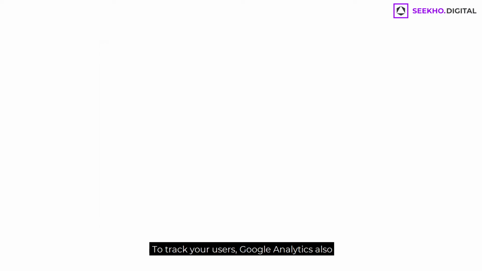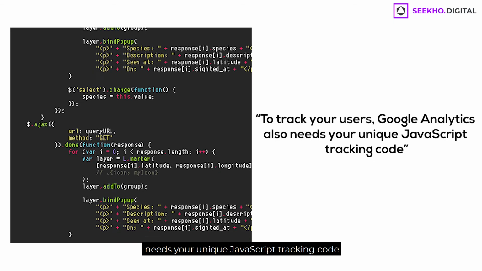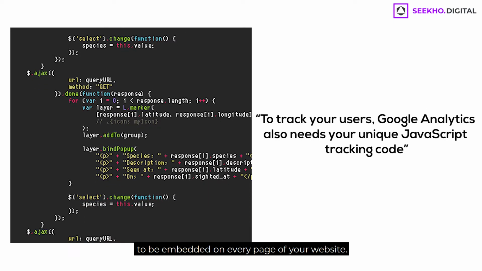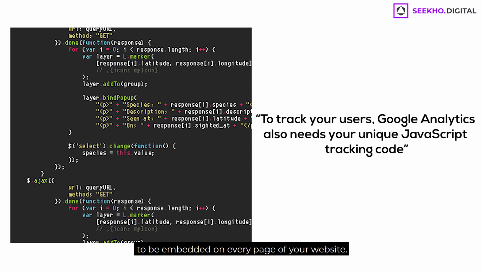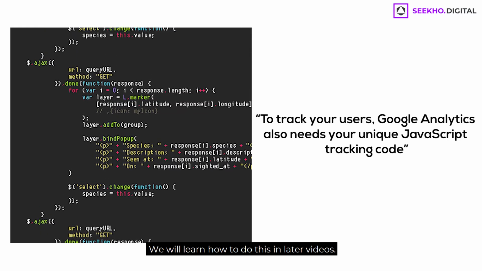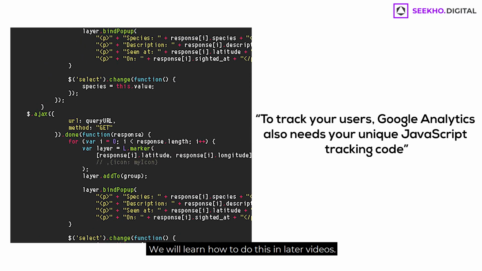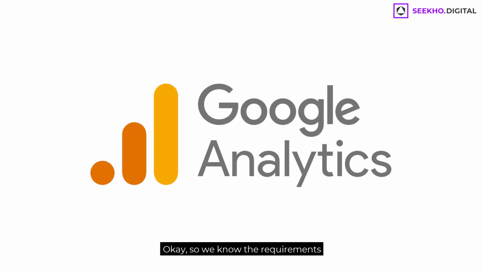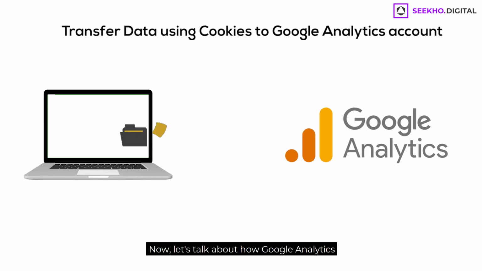To track your users, Google Analytics also needs your unique JavaScript tracking code to be embedded on every page of your website. We will learn how to do this in later videos. Okay, so we know the requirements for Google Analytics to work. Now, let's talk about how Google Analytics uses cookies to transfer data from your website to your Google Analytics account.